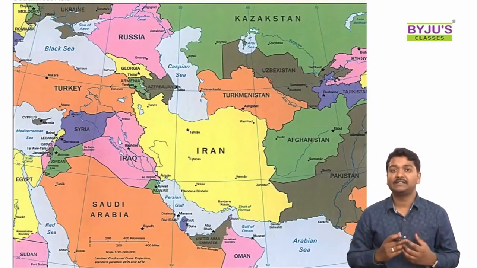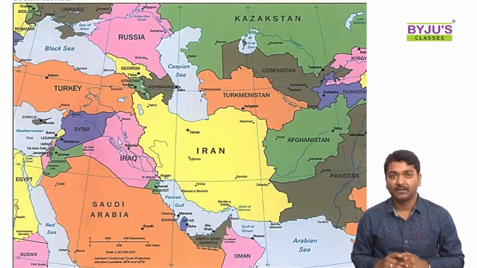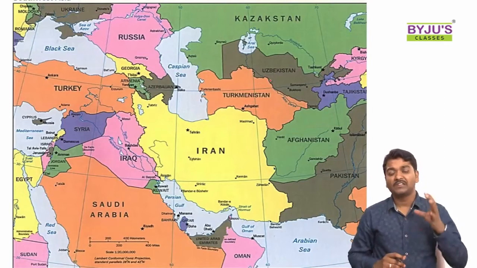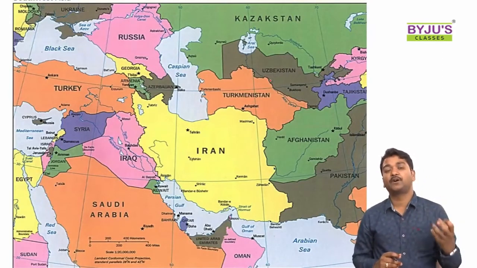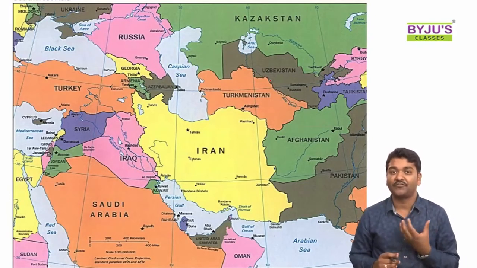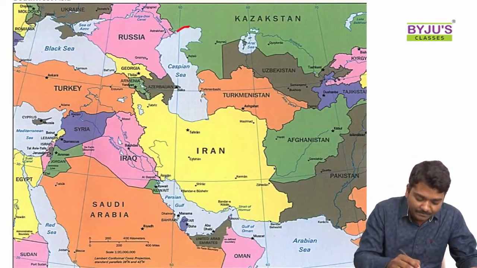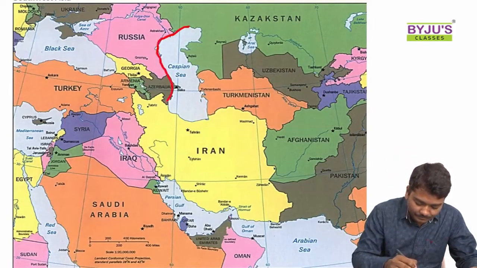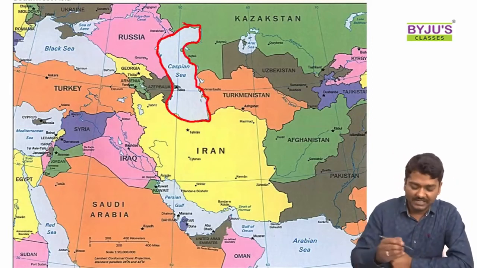So first, let us take Asia, and in Asia, please start with West Asia. As per India, we call it West Asia. As per the US, we call it the Middle East. So if you take West Asia, the first thing that you need to see is the Caspian Sea.